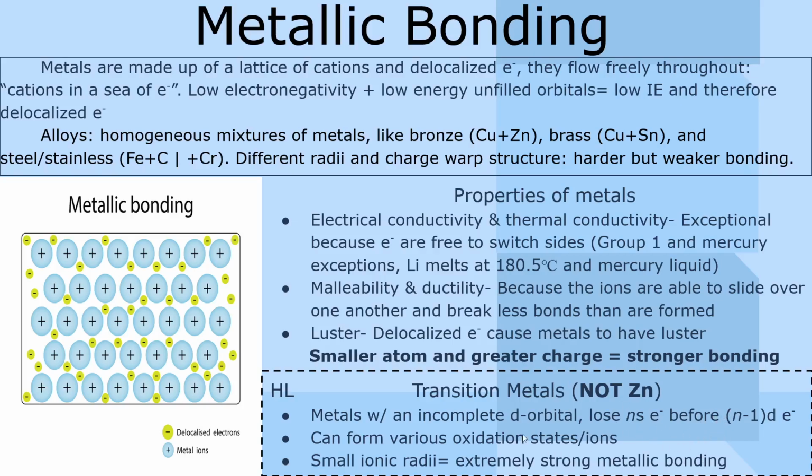So, for example, if you were talking about cobalt, cobalt is going to be a transition metal that has, I believe, 4s2 and 3d7. If you form a cobalt 2+ ion, it's going to lose its 4s electrons and just have 3d7 electrons. Transition metals can form various oxidation states or ions, and they have smaller ionic radii, which equals an extremely strong metallic bond.